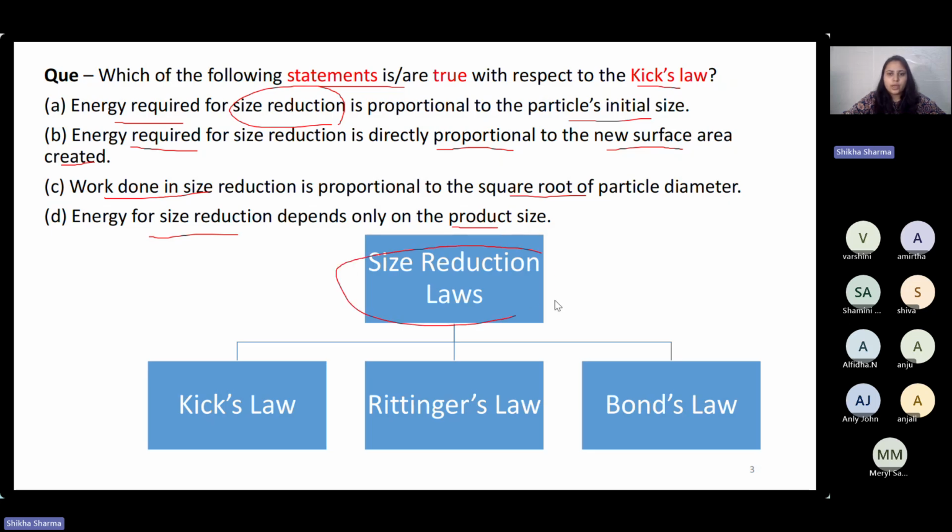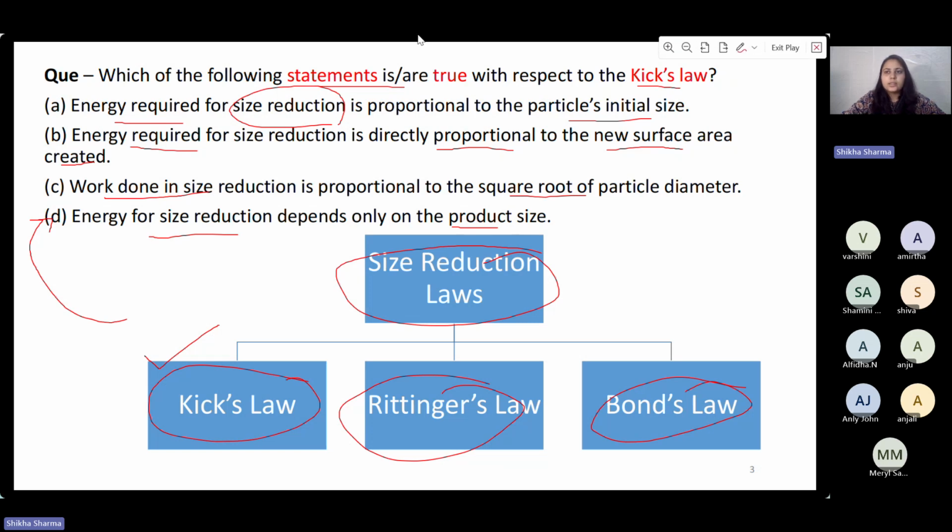So we know that we have these size reduction laws. We have three: Kick's law, Rittinger's law, and Bond's law. Here we are discussing Kick's law, about its energy required or work done. There is a formula regarding it. So anyone who would like to tell how the energy is proportional to the dimensions of the particle, is it directly proportional or inversely proportional?